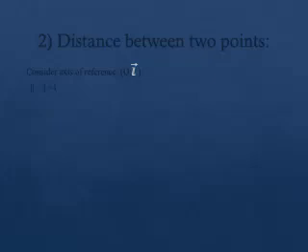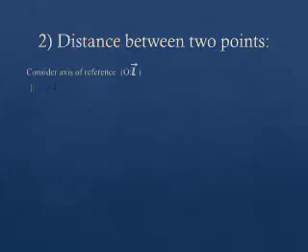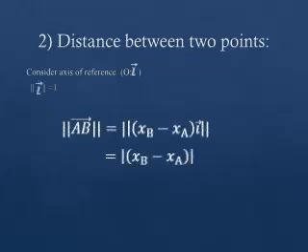Now the distance between 2 points. You know that the magnitude of the vector I is 1. So in order to find the distance between the 2 points, it's enough to find xB minus xA in an absolute value, because the distance cannot be negative.